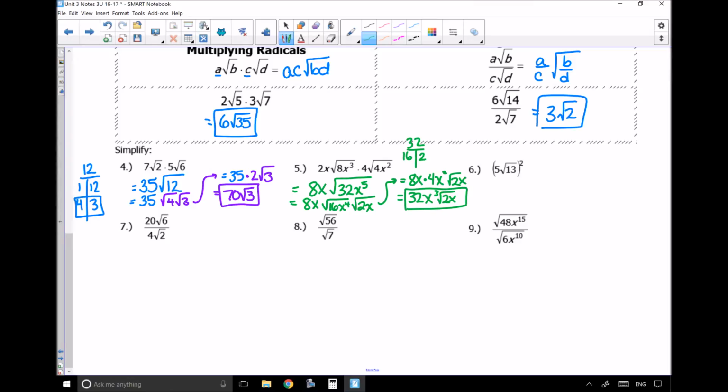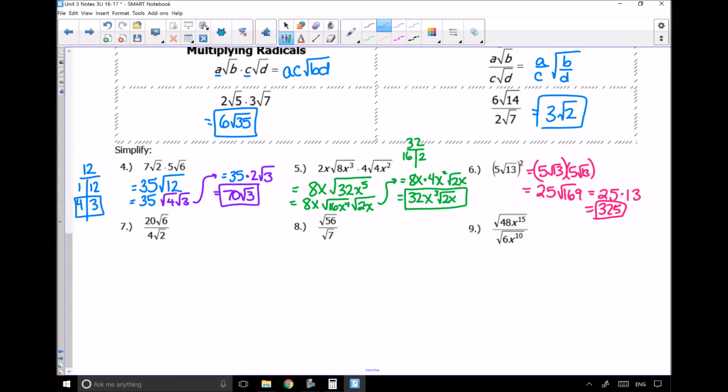Okay? All right, and number 6, it says 5 root 13 squared. So that means 5 root 13 times 5 root 13. Well, if I do this right here, I'll see that 5 times 5 is 25, and then root 13 times root 13 is root 169, which is still a perfect square, so I don't even have to simplify it. The square root of 169 is just 13. And when I multiply 25 by 13, I end up getting 325, and that's my final answer.